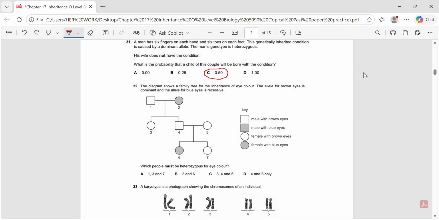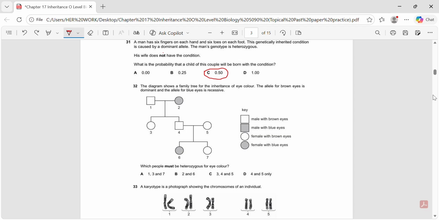Now, the others are not certain. Individual 1 has brown eyes and brown-eyed children, so they could be either homozygous dominant capital BB or one capital B and one small b. We cannot be sure. Individual 7 has parents who are both heterozygous with capital B and small b, so they could be either capital BB or one capital B and one small b. Again, we cannot be sure.